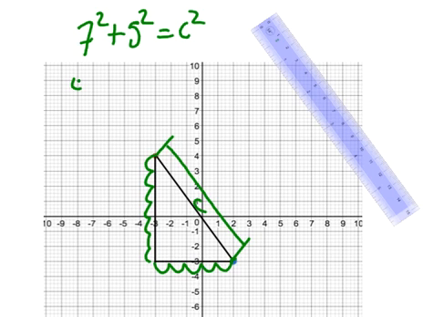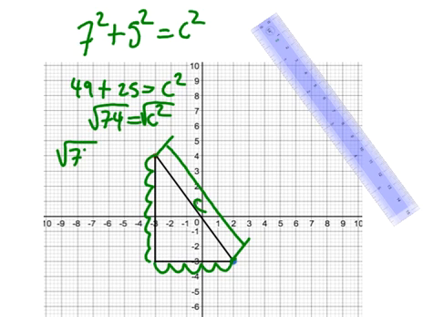Okay, so I can square these. 7 squared is 49, plus 5 squared, which is 25, and that gives me C squared. I add these two things together, and this is going to give me 74, and that is equal to C squared. I can take the square root of both sides, and that's going to give me the square root of 74. I'm not sure I can simplify this much more because I don't think there are many perfect squares in there. And now that I've taken the square root, it's just C.